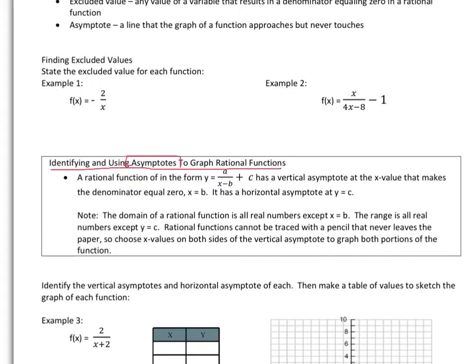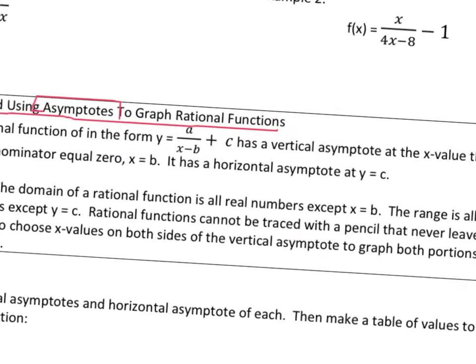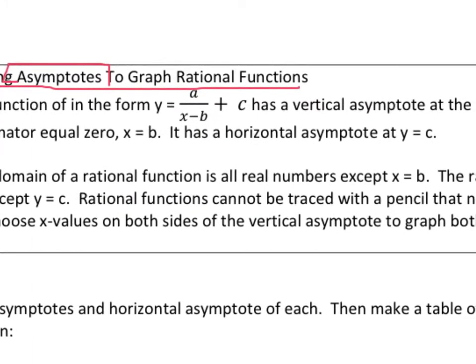Now, if you're given a rational function, which is right here, notice you have an a in the numerator, which is not a problem. You have a binomial in the denominator, and then you have a constant to the right, so plus c. Asymptotes can be vertical and horizontal.